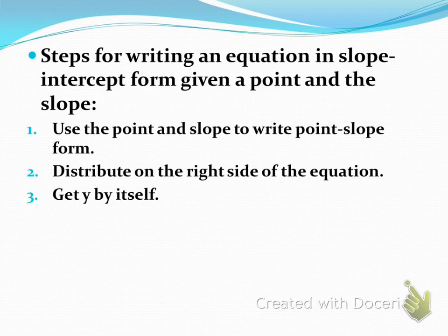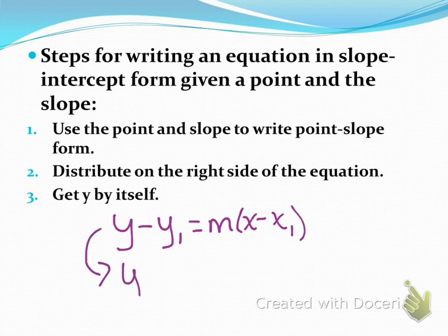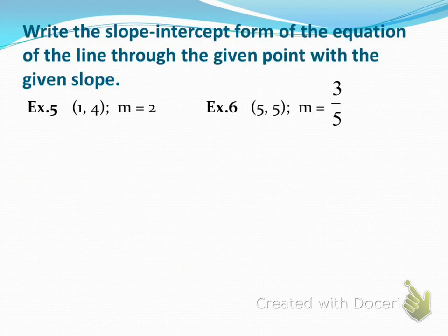So once we do that, we will take point slope form, which looks like this, and we are going to turn it into y equals mx plus b. We start off in point slope, we change to slope intercept. So we are going to write the slope intercept form of the equation. But before we do that, we're going to start off in point slope form. So our first step is to do it just like we were doing those first 4 examples.